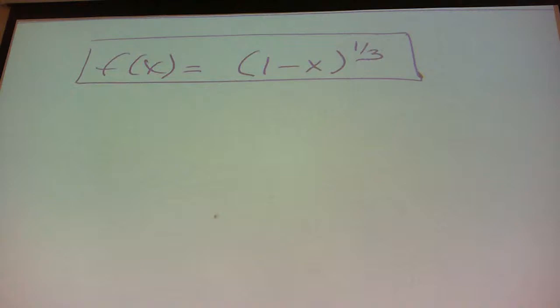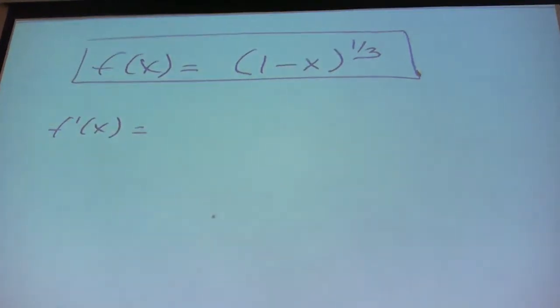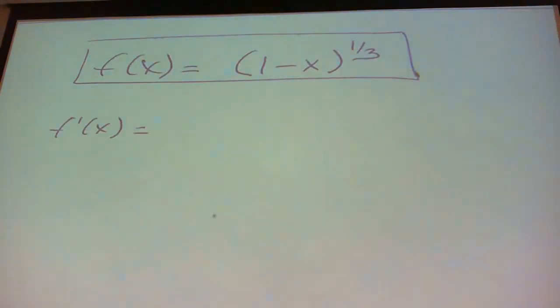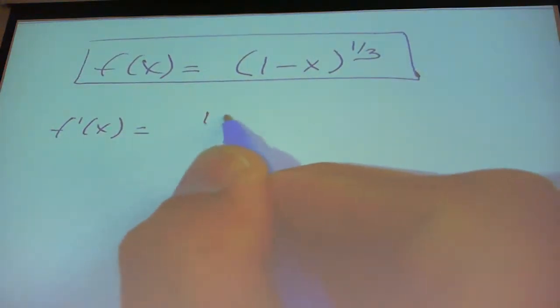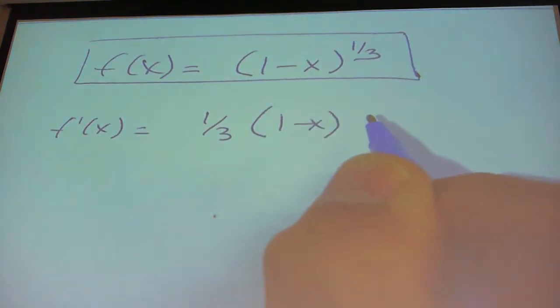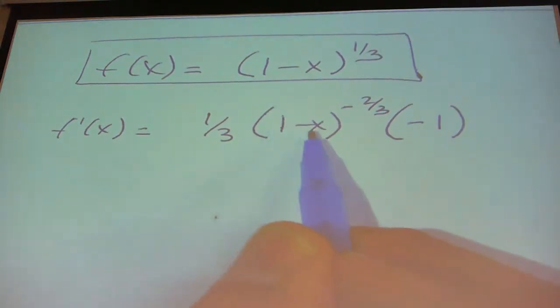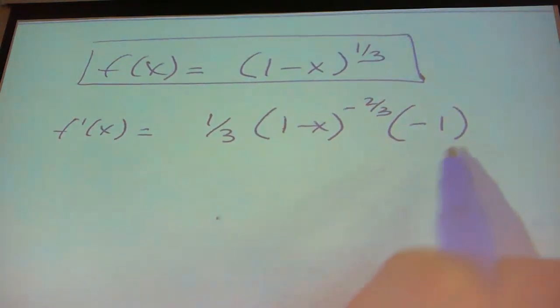And again, it goes back to derivatives and algebra. So let's take the derivative. This one is going to be chain rule. So the 1/3 goes in front, the inside stays the same, the 1/3 becomes negative 2/3, times the derivative of the inside. The derivative of 1 is 0, and the derivative of negative 1x is negative 1.